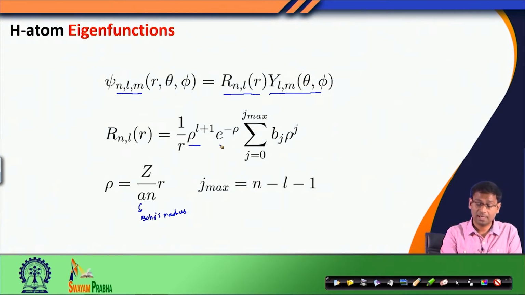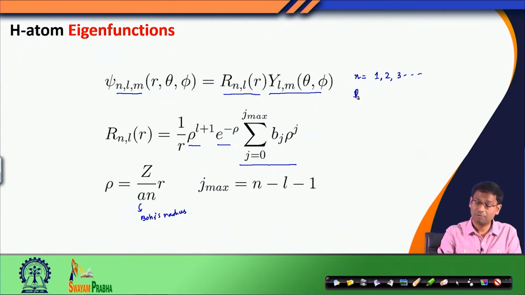This quantity and this quantity we obtained from the asymptotic solution of the radial wave function, and then we have this main body of the solution, which is expressed as a power series expansion, where j goes from 0 to j max, and j max is given as n minus l minus 1. So, to remind you, n goes as 1, 2, 3, and so on and so forth.